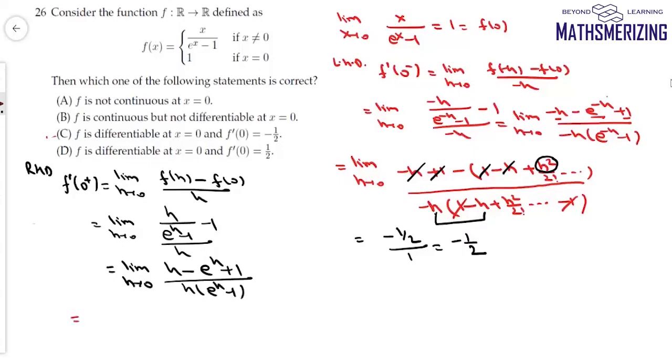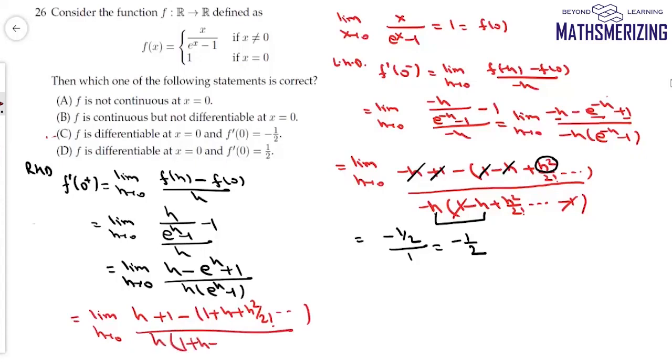So again I'll use the expansion formula. So I'll write limit h tends to 0. So this is h plus 1, and then minus 1 plus h square upon factorial 2, and here it will be h into (1 plus h plus h square upon factorial 2 minus 1). So here 1 and 1 will cancel. Here also 1 and h will cancel. So again the minimum power of h in the numerator is h square, and in the denominator also the minimum power is 2.